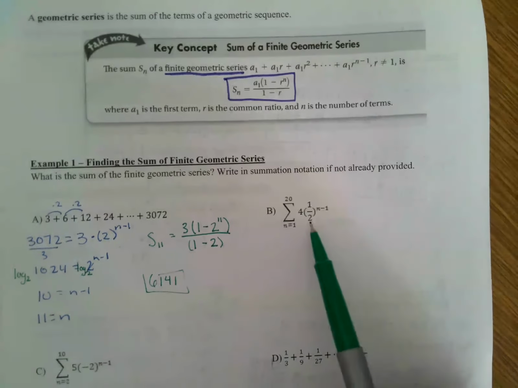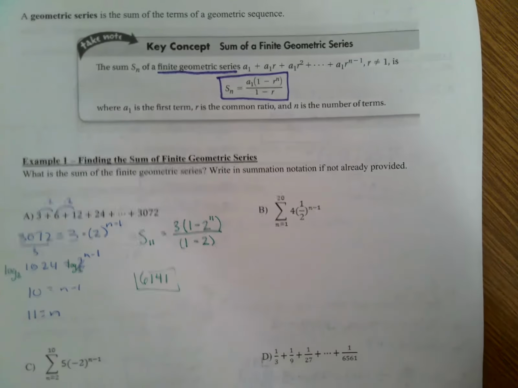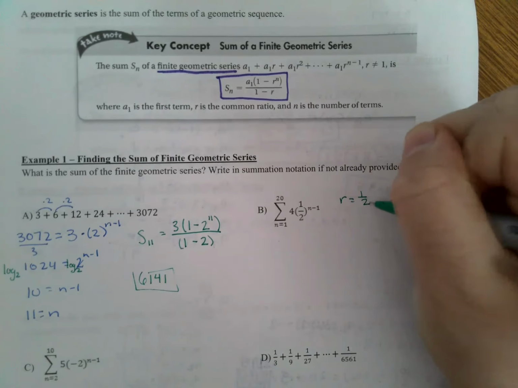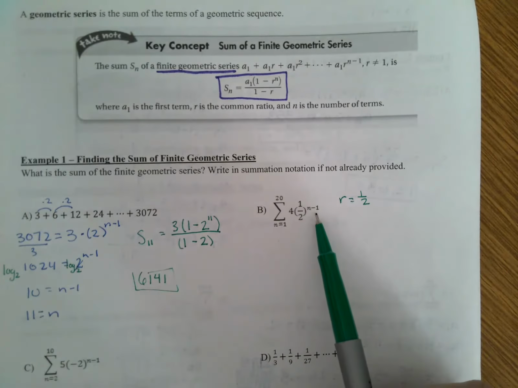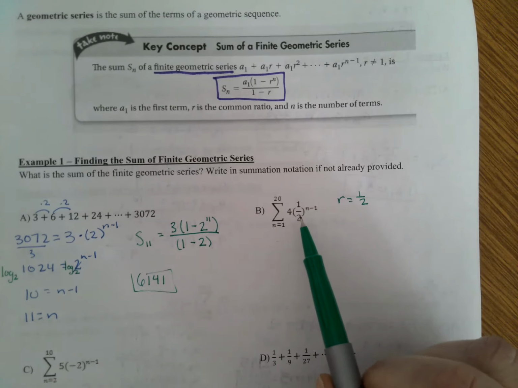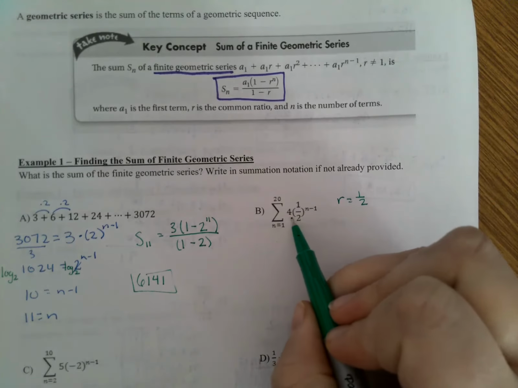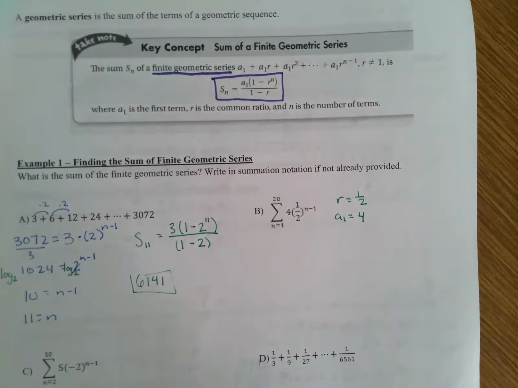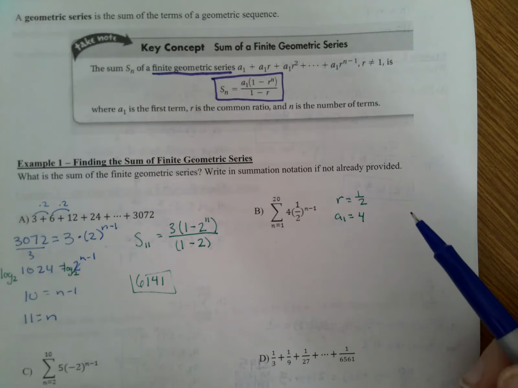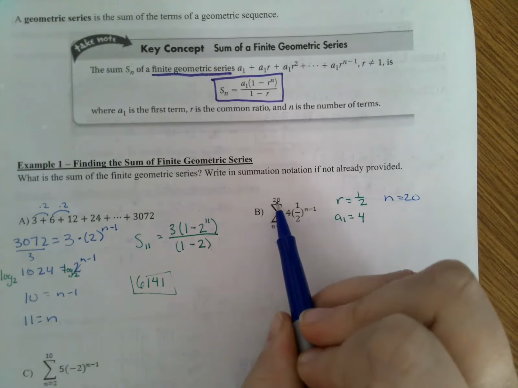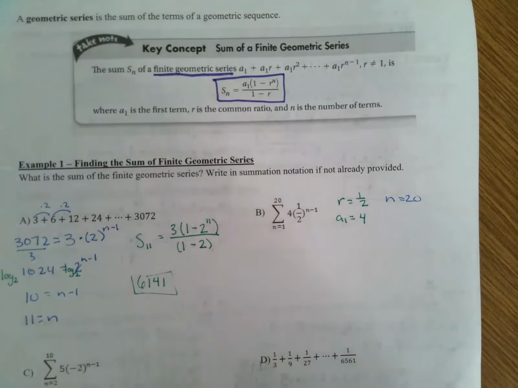This next one is written in sum notation, saying start with the first term all the way to the 20th term. I already know what my r is. My r right here is equal to 1/2, because remember that r is always raised to the n minus 1. I could plug in 1 if I wanted to. However, if you remember for the explicit formula, this first number is your a1. So my a1 here would be 4. So now I have enough numbers, because my n here is equal to 20, since I'm going to the 20th term. I have all the numbers I need.